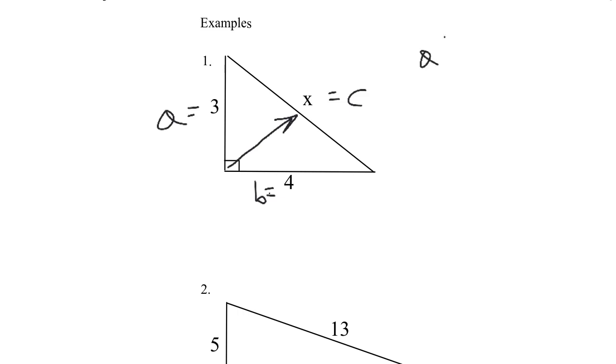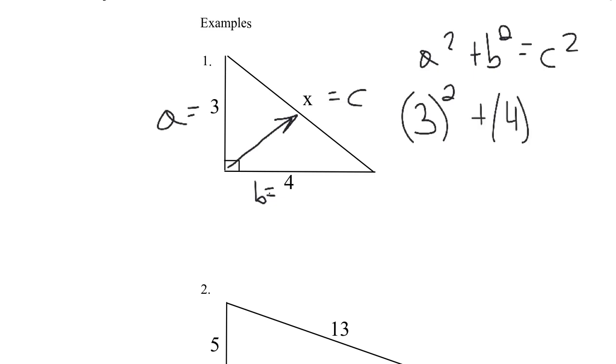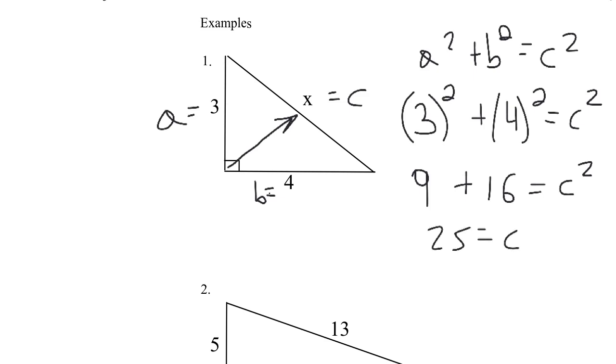So if you write A squared plus B squared is equal to C squared, you will get 3 to the second power plus 4 to the second power is equal to C squared. 3 times 3 is 9. Please do not say it's 6. We don't do 3 times 2, we do 3 times 3, which is 9. 4 times 4 is 16, is equal to C squared. 9 plus 16 is 25, is equal to C squared.